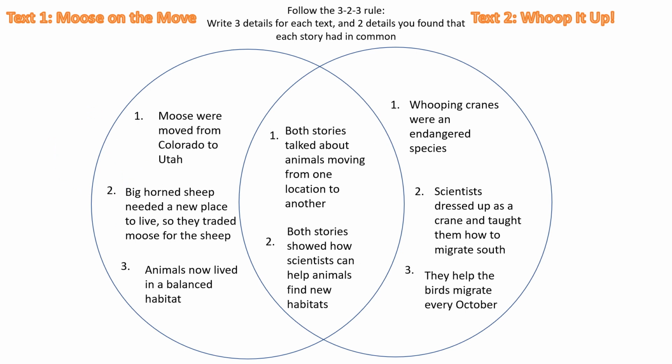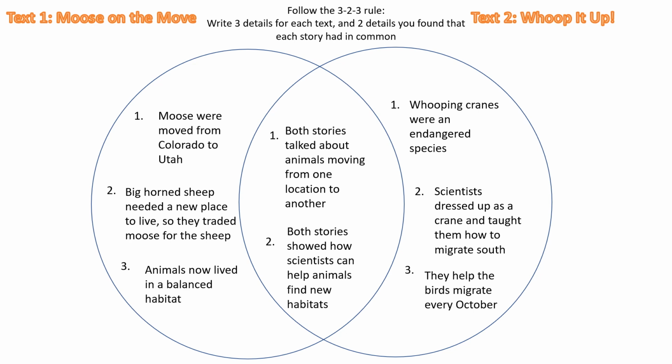So what we're going to do here is I'm going to show you an example of a Venn diagram that you're going to be creating using the Nearpod link that's going to be attached to your assignments today. So this is an example of how I took the information from my notes from the first two texts and how I arranged them in a 3-2-3 rule, which means I have 3 details for each story, and then I found 2 details that I figured that both stories had in common.